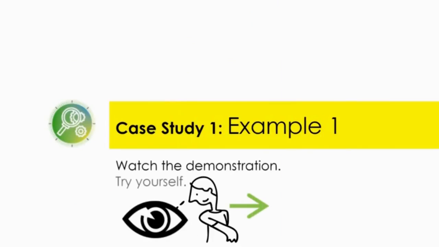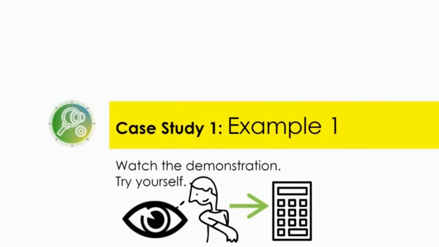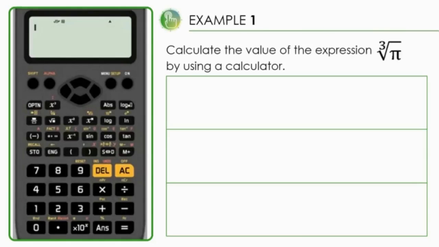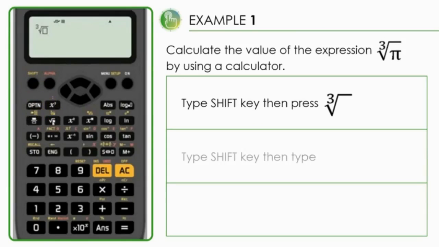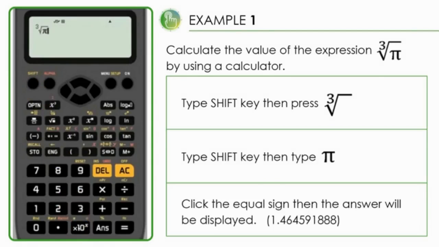Example 1. The students first needed to watch, then they needed to do it for themselves. Calculate the value of the expression cube root of pi by using a scientific calculator. Start by typing the Shift key, then press cube root on your calculator as shown next. Then we type the Shift key again followed by the pi key. When we click the equal key, the answer will be displayed. Now try doing this by yourself.